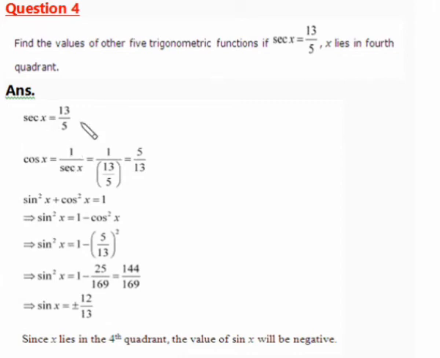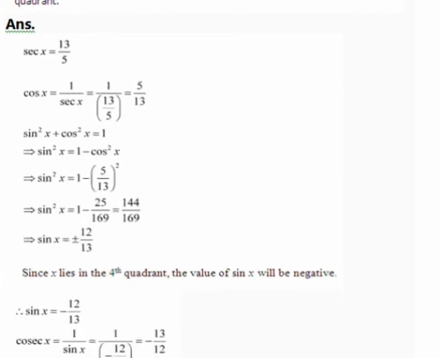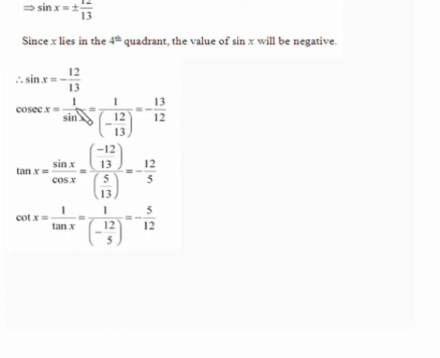By this way sec x is 13 by 5, cos x is equal to the reverse of it, 5 by 13. We apply this identity, sin square x plus cos square x is equal to 1. We get the value of sin x is equal to plus minus 12 by 13. X lies in fourth quadrant, that's why we opt the negative value of sin x, and by this way we get cosec x is equal to 1 by sin x, the value is minus 13 by 12. Tan x is equal to sin x by cos x, minus 12 by 5, cot x is equal to 1 by tan x, we get the value of minus 5 by 12.